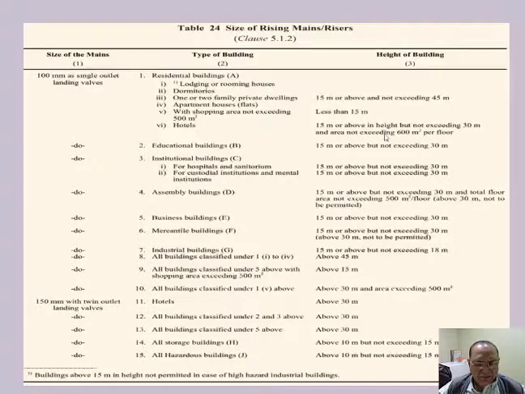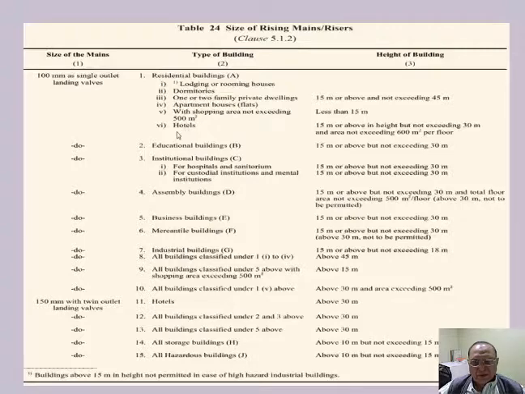With regard to 150 mm dia riser, those are to be provided with the twin outlet landing valves. The difference you will see that all these occupancies where this riser is provided will have a single outlet landing valves, and this will have a double or the twin outlet landing valves. This will be applicable where these conditions exist, like hotels.